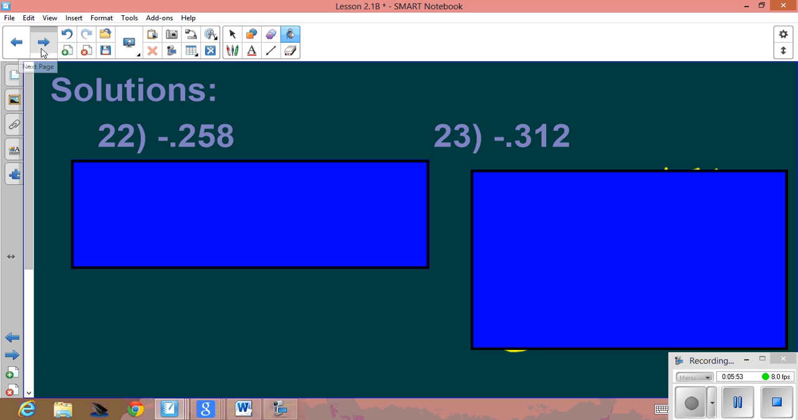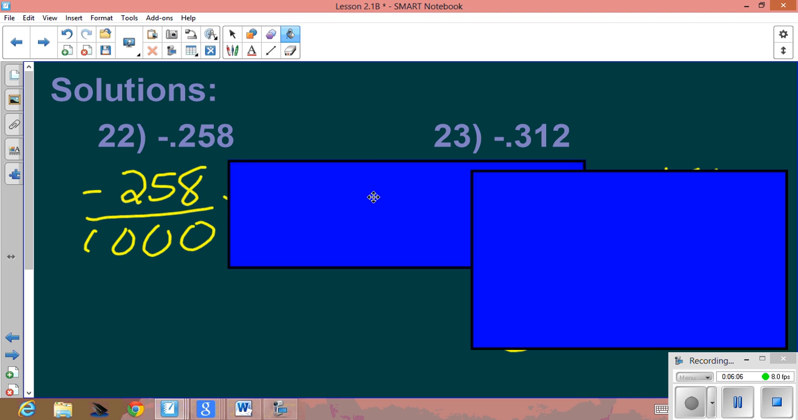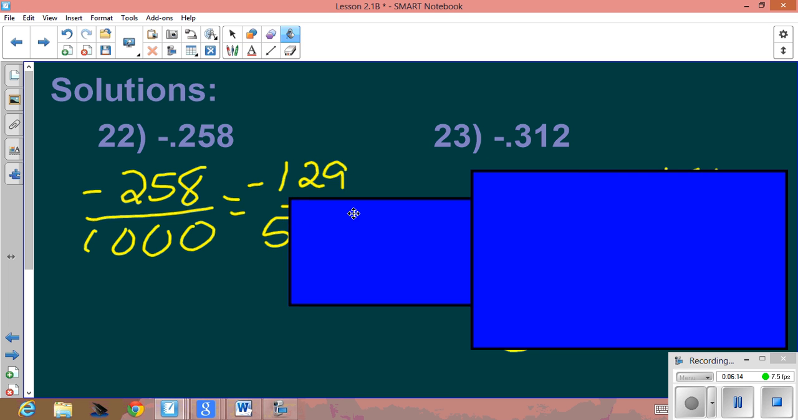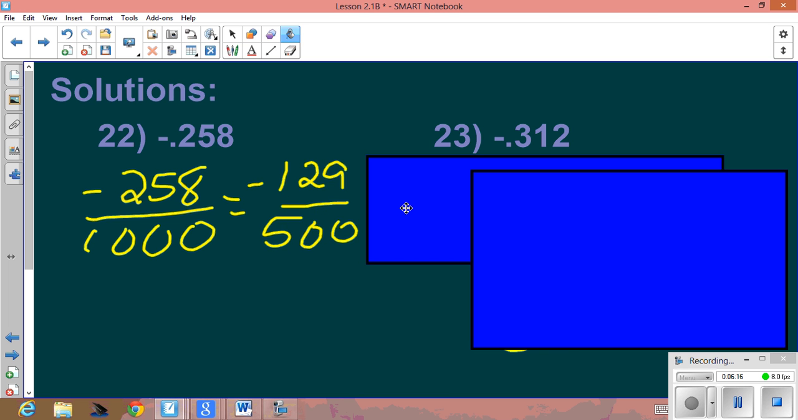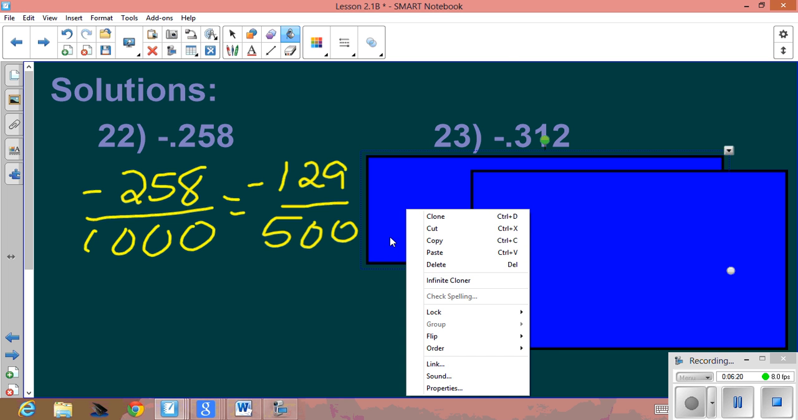Let's go to the next page. I have -258 thousandths: tenths, hundredths, thousandths. So I'm going to take this number and put it over 1,000, -258 over 1,000. And since both of these numbers end in an even digit, I'm going to divide by 2, and I get -129 over 500.